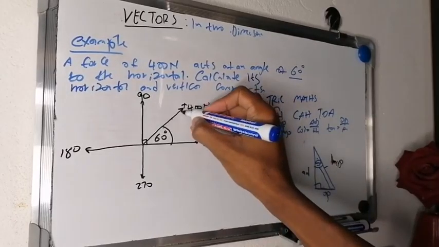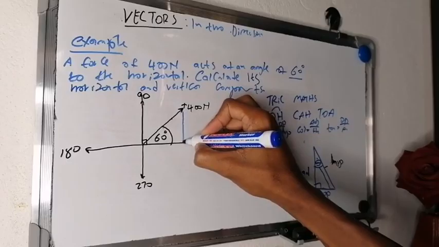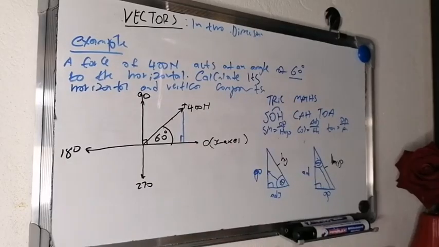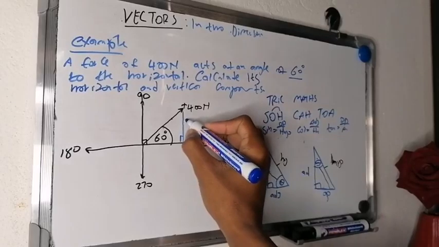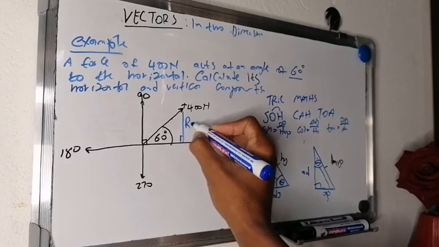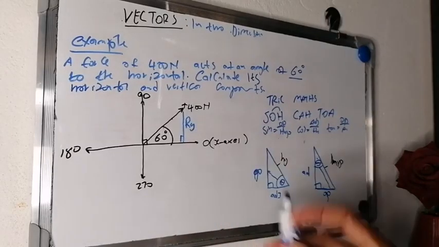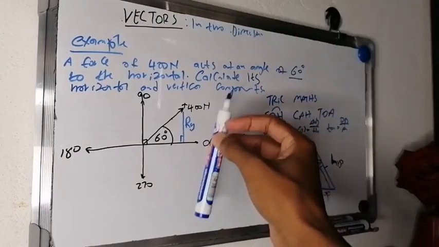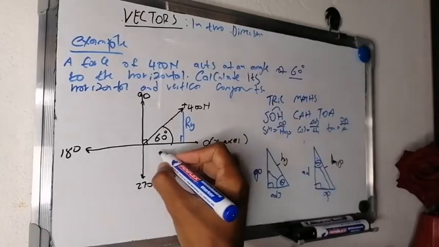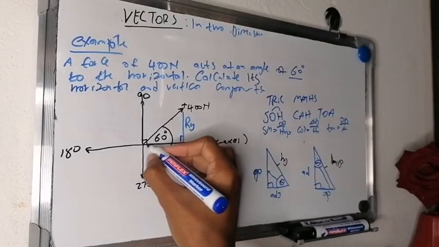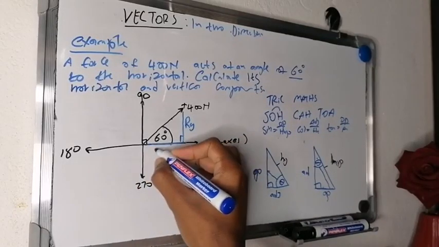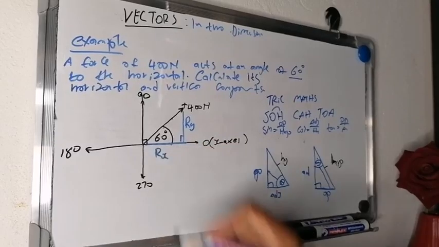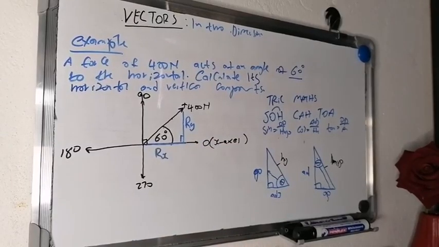Having this now, we can create our triangle, because we're going to close this thing up and have a triangle. Then we're going to have what we call the vertical component. The vertical component is Ry, because vertical is a line that is vertical like this. And then this side over here, you'll have your horizontal component, and it's going to be Rx.